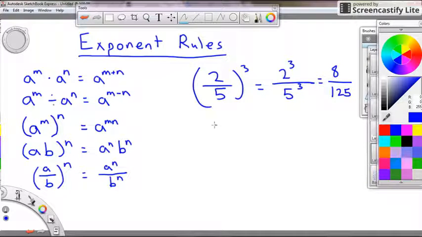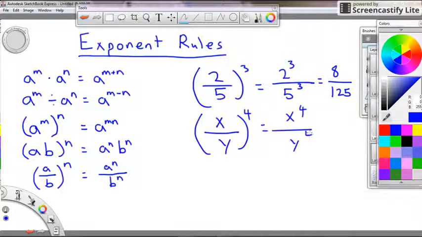It works for variables as well. If I have x over y, and I raise this to the fourth power, I'm going to have x to the fourth over y to the fourth. Now, I hope you're not asking why doesn't he subtract the exponents here, because these don't have the same base. This is x to the fourth and y to the fourth. They don't cancel out. I hope that helps you on your homework. If not, bring your questions to me, please.